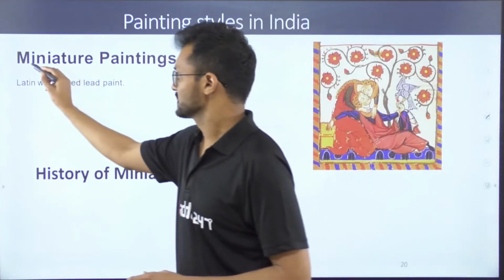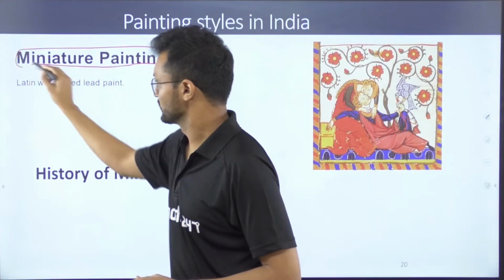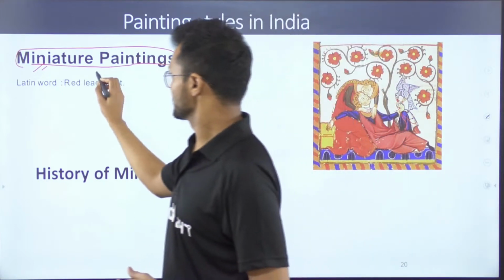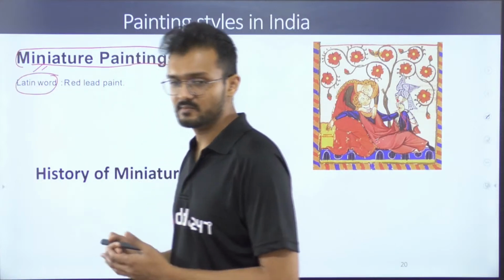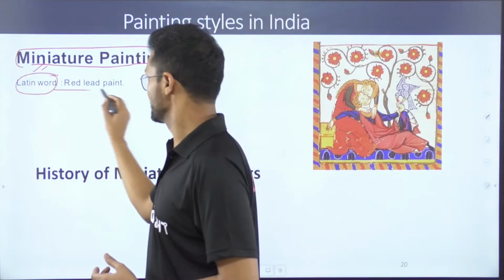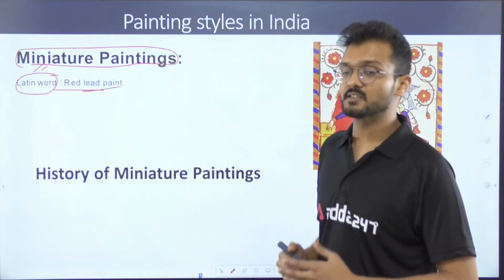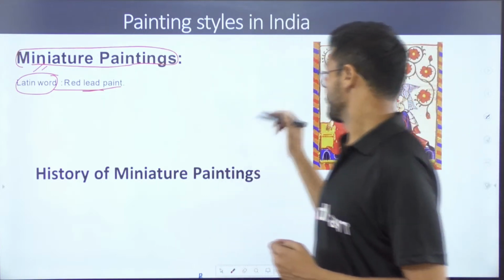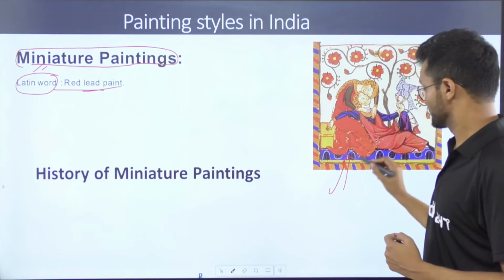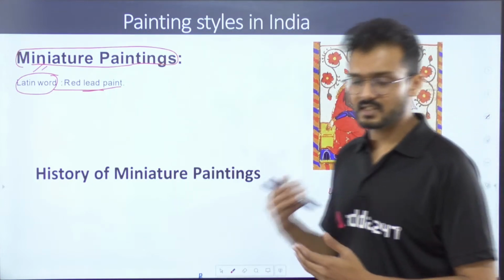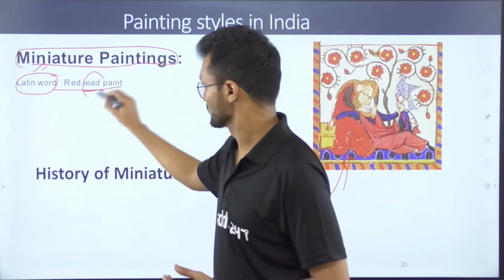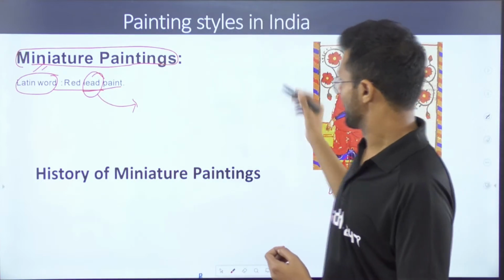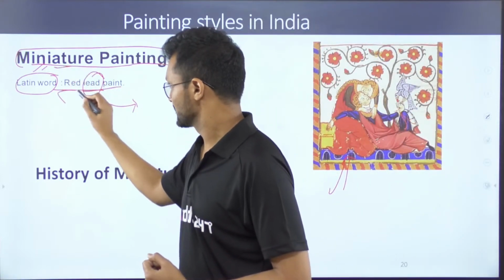As we have seen, the miniature paintings are mini paintings. But actually the word miniature is not derived from mini, it is derived from a Latin word whose meaning is red lead paint. Actually what happened during the 16th century, when the European Renaissance was going on, most of the paintings during the European Renaissance were red color paintings, and the red color was extracted from lead. Okay, and as they were very popular during the Renaissance, the word miniature is derived from that red lead paint.